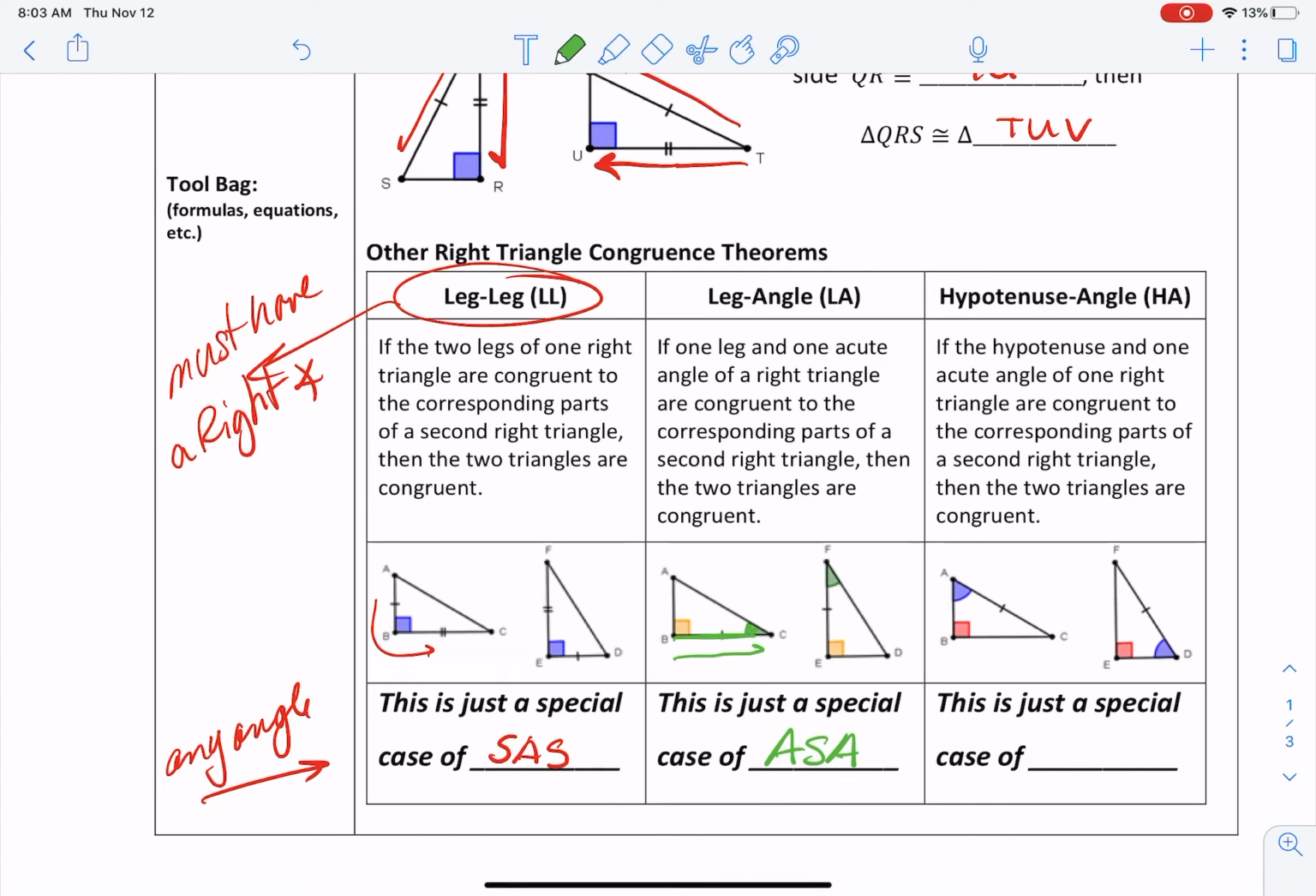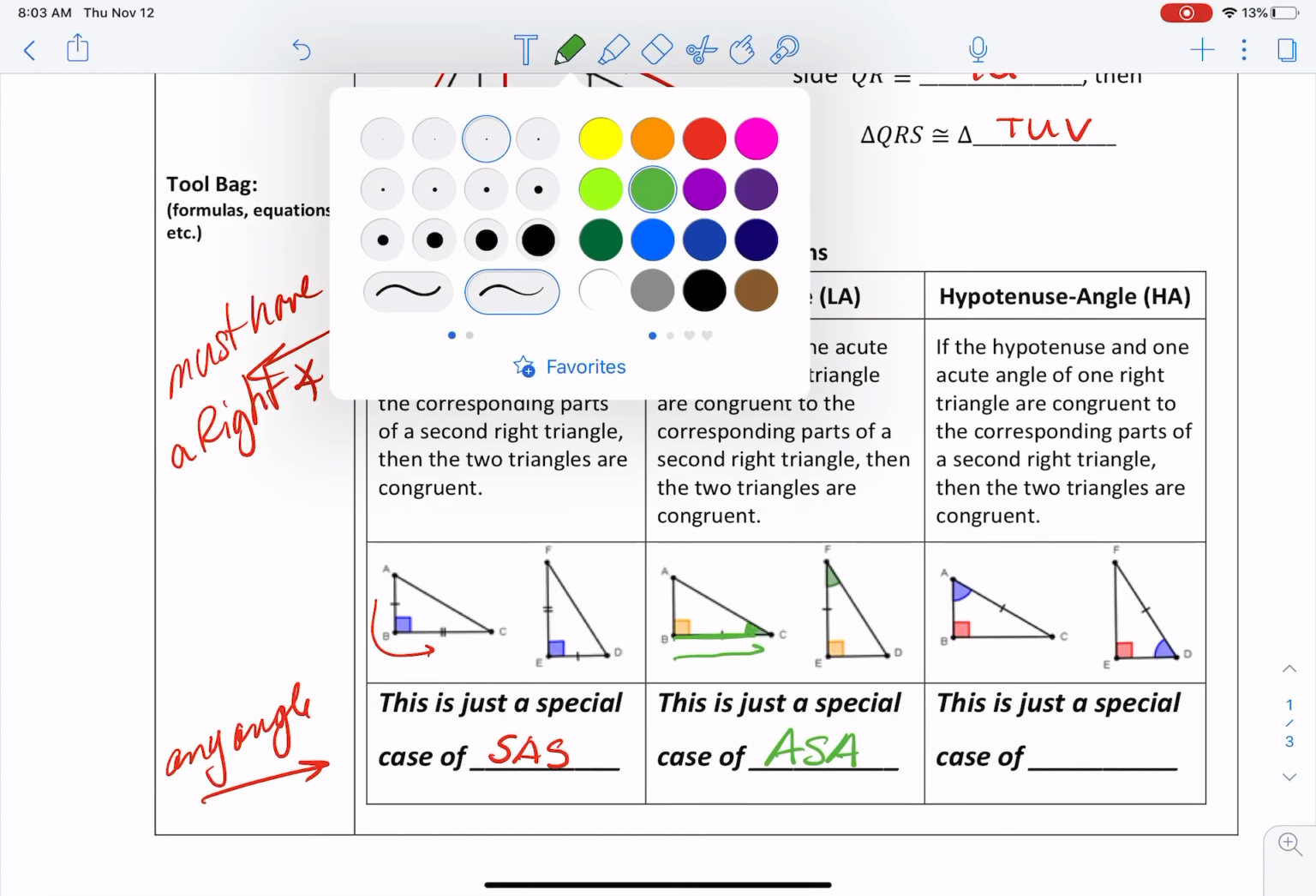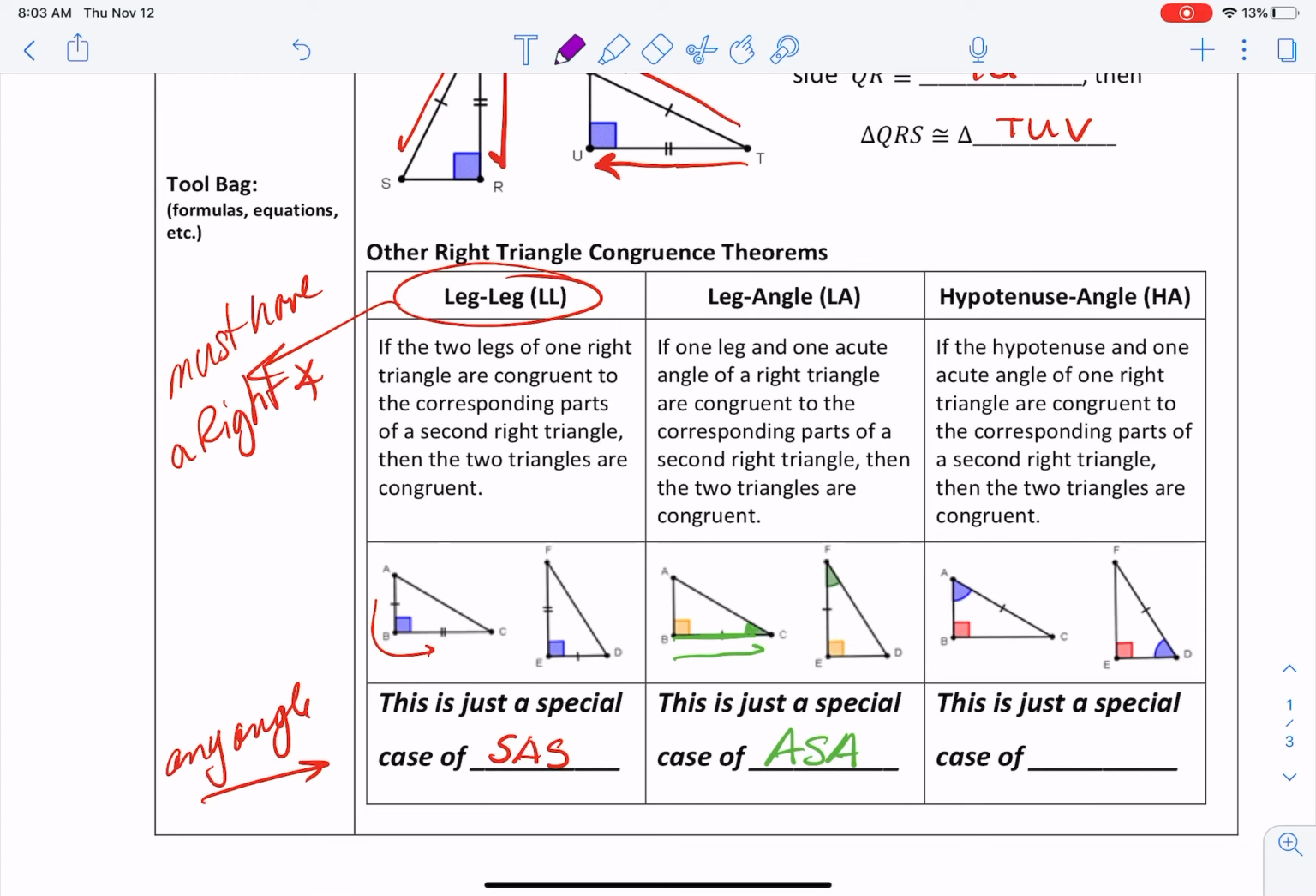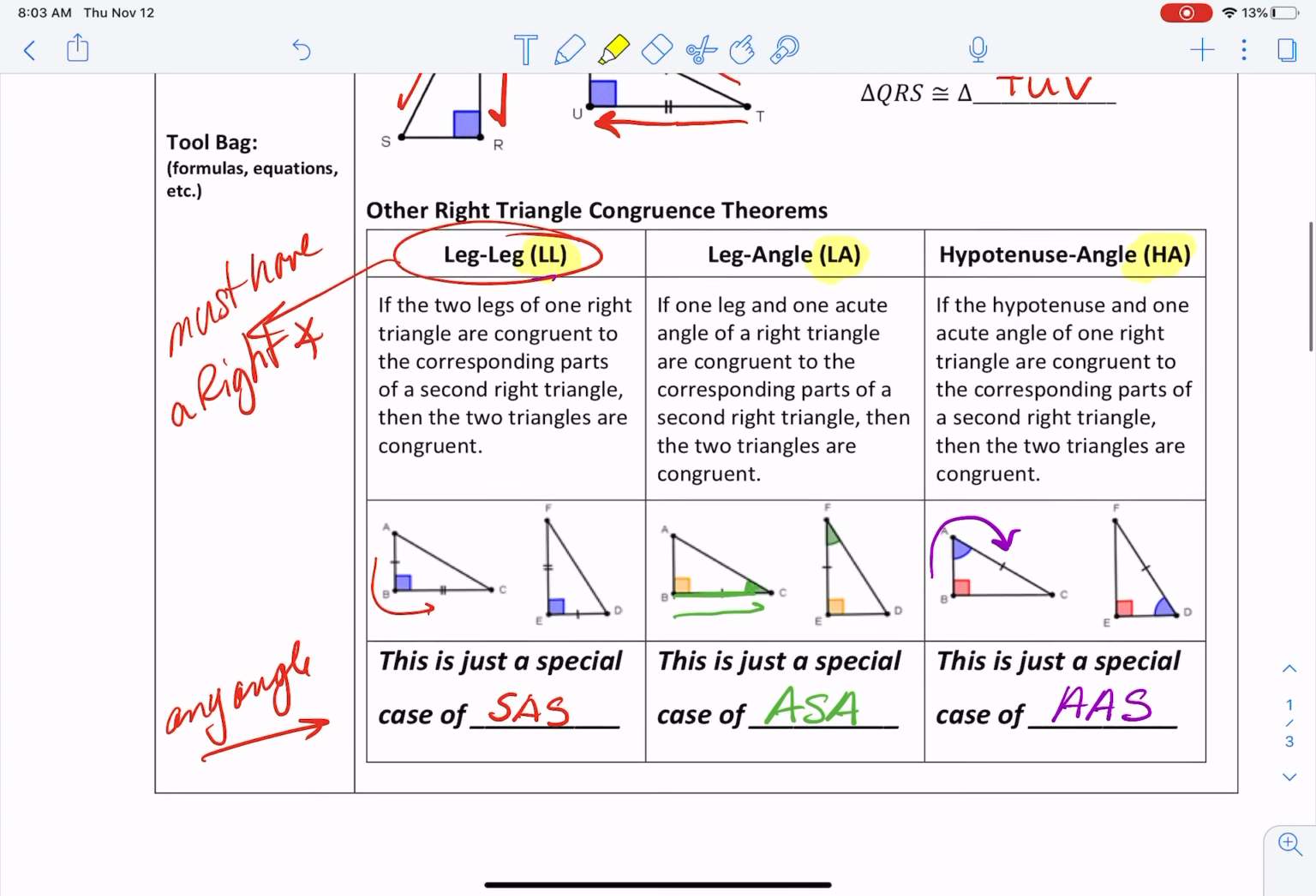So just because it has a right angle doesn't mean that I can't use one of the other postulates, but the hypotenuse leg postulate is specific to right angle triangles. And the last one is if I have a hypotenuse and one of the acute angles. But again, if you look at this, this is angle, angle, side. So we're just going to focus on hypotenuse leg, but there are cases where you can use one of these special two-letter postulates, but you can also use the three-letter postulates because they still apply.